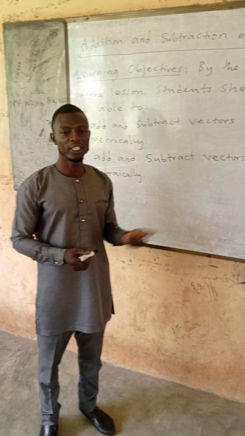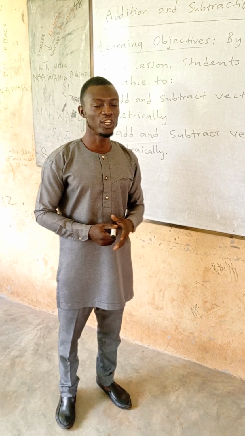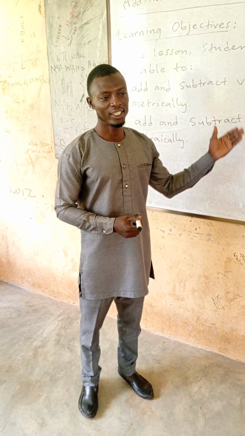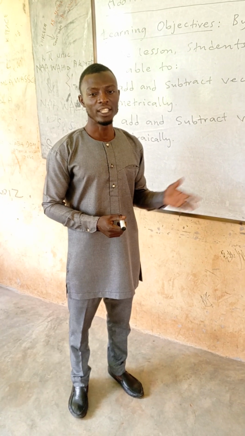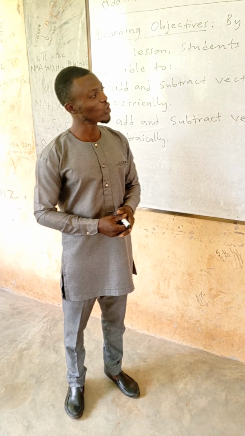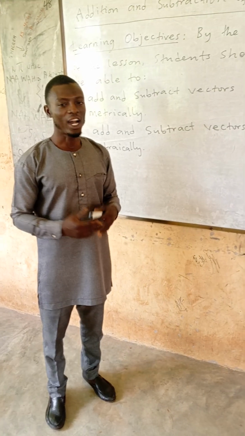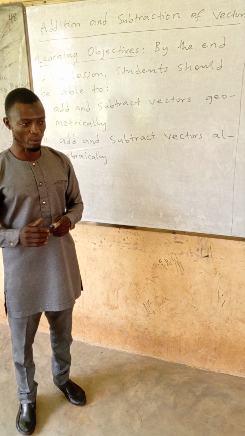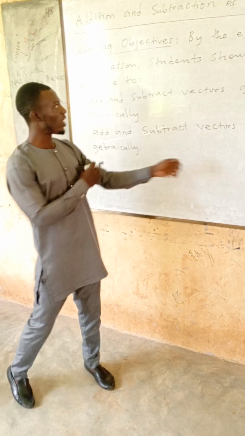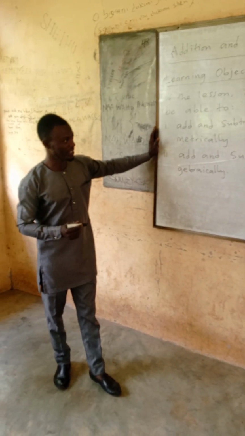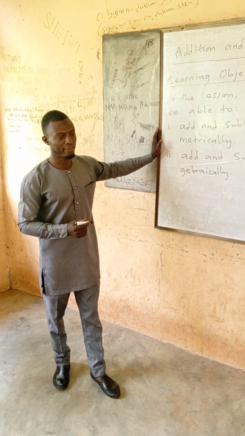In our previous lesson, we had already looked at how to represent vectors in various forms, including the components form, the distance bearing form, and the Cartesian form. We also looked at how to represent vectors graphically. I hope they are all still fresh in your minds. So this morning we are going to look at how to add and subtract vectors.